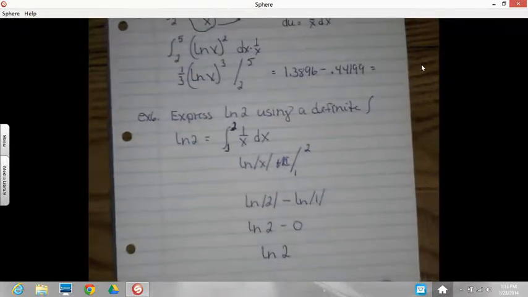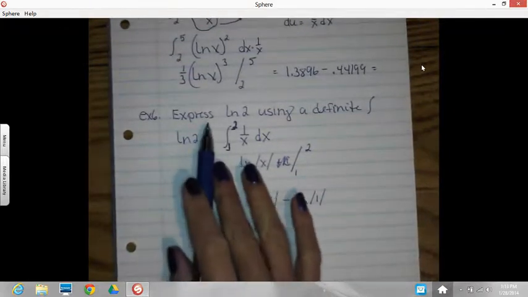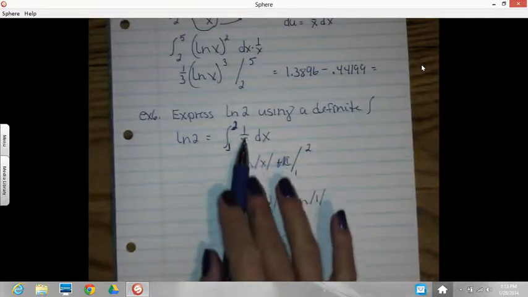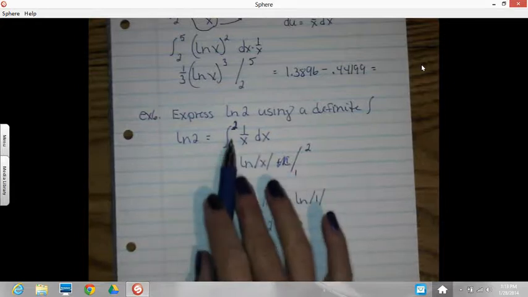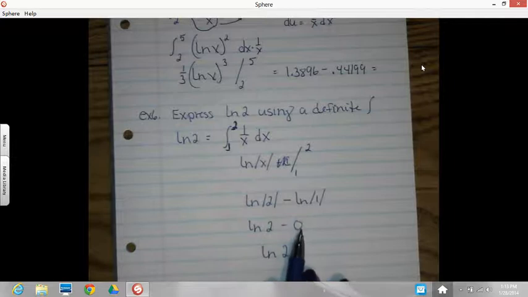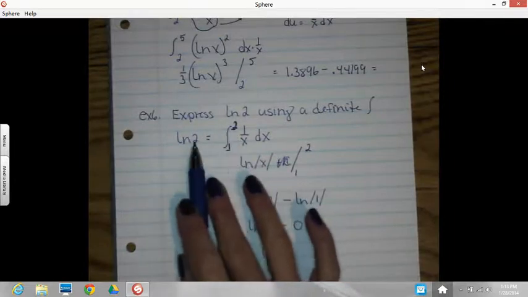So, if they ask you to express the natural log of some number using a definite integral, the equation is always the same, 1 over x. It's just your boundaries that are going to change. The bottom one's always going to be a boundary of 1, because that's what's going to give you your 0. And your top boundary is going to be whatever number you want the natural log of.